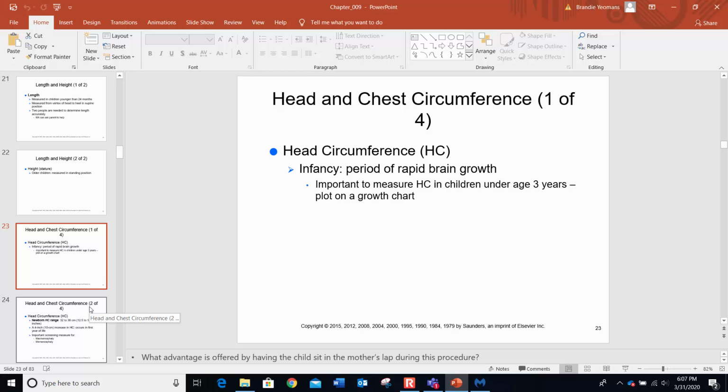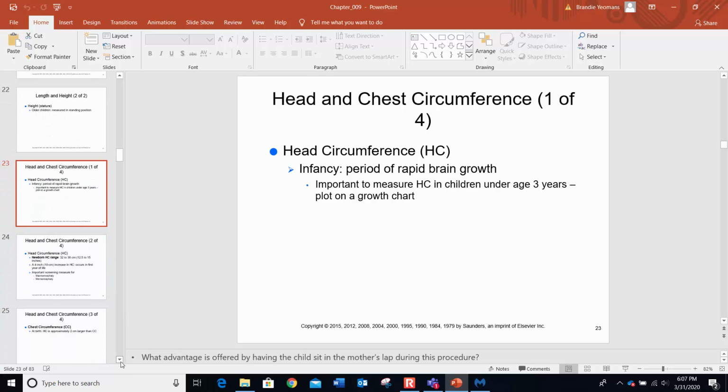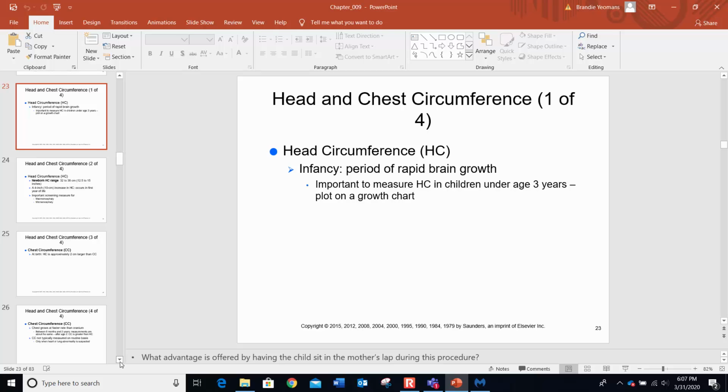Then we move on to head and chest circumference, okay? So the head and chest circumference are very important, and they mimic one another as we learn a little bit more about those. So the head and chest circumference, we are going to map on that growth chart as well. So when we're measuring the head circumference, it's actually abbreviated HC. The biggest period of growth is noticed in that infancy. So we measure a head circumference in children under 3 years old, and we plot that on the growth chart.